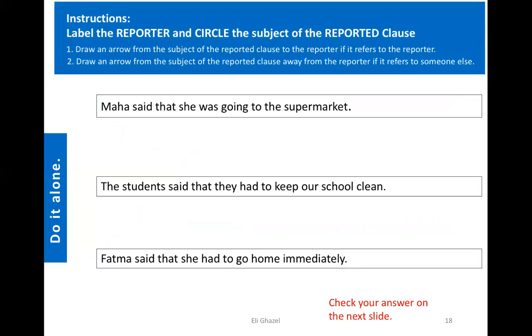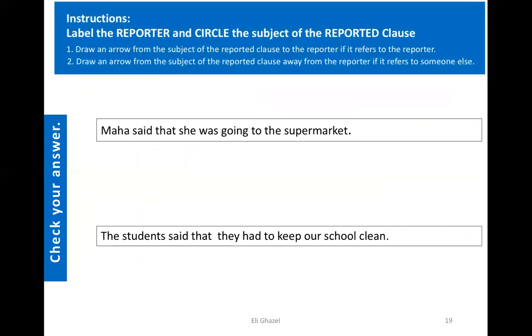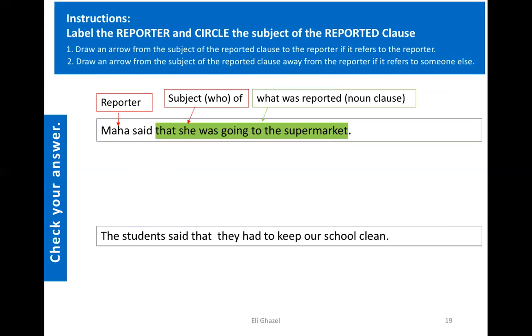Now we'll give the students the opportunity to do it. Notice again, the green one was not only helping the students learn, but learn how to do it as well. So now we're going to give them the chance to apply it by themselves. And when they finish, if you give them some time, you want them to check their answers. Maha, she is the subject. This is the clause that she was going to the supermarket, what was reported. And she and Maha are the same person. So it refers to the reporter.